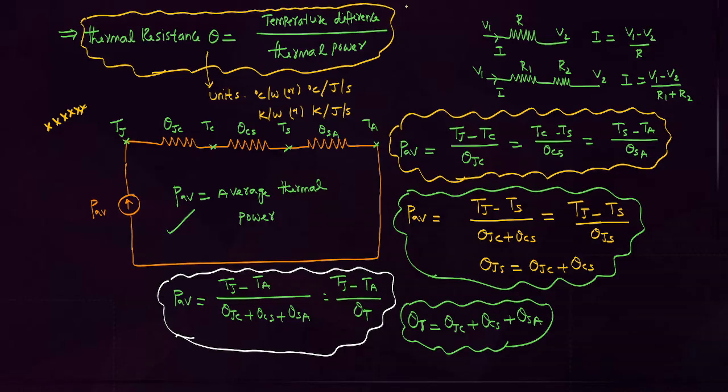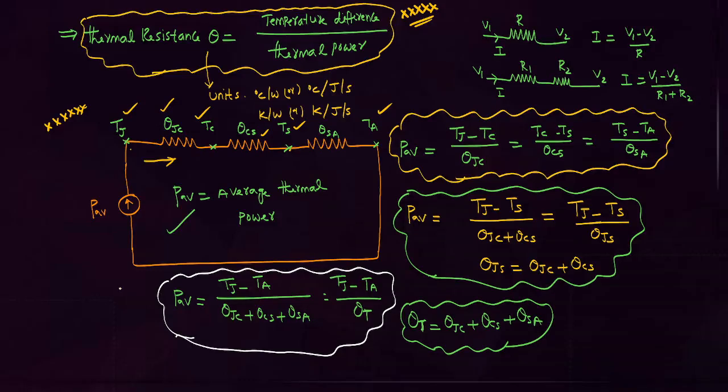This is the thermal resistance formula you have to remember: the temperature difference by thermal power. Heat is produced at the junction and transferred from junction to casing, casing to sink, sink to ambient. These are the junction temperature, casing temperature, sink temperature and ambient temperature. While heat is transferred, it is opposed by resistance, that is the thermal resistance: theta JC, junction to casing, theta CS, casing to sink, and theta SA, sink to ambient.